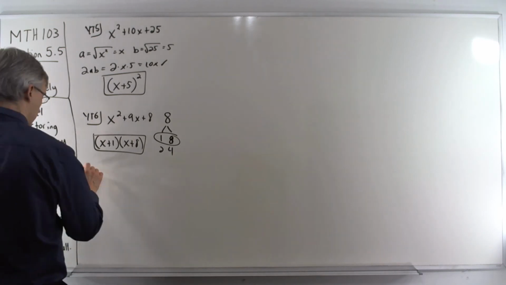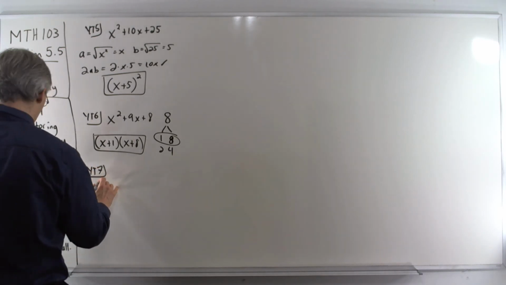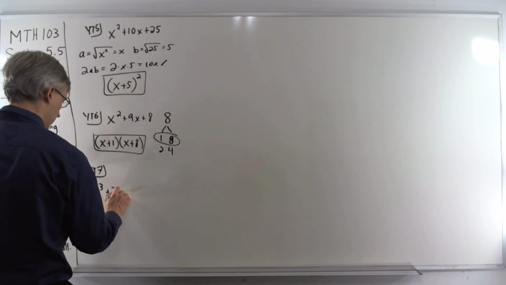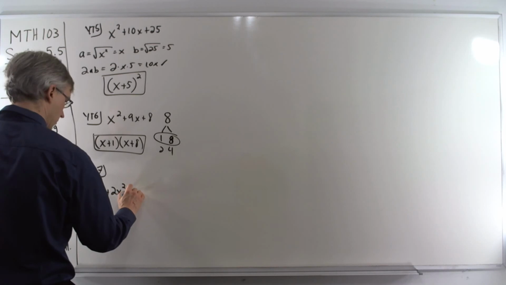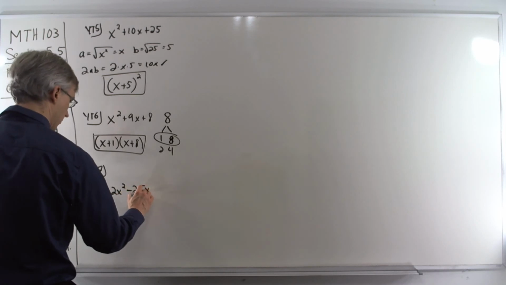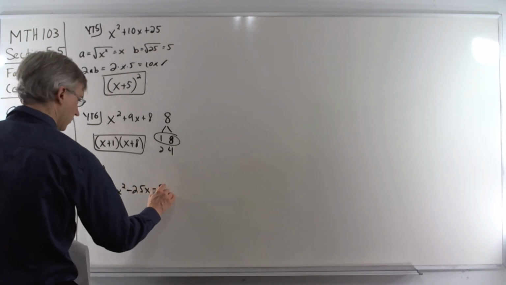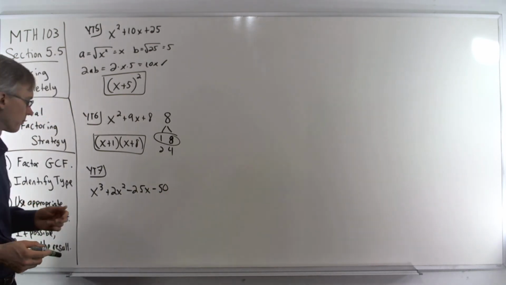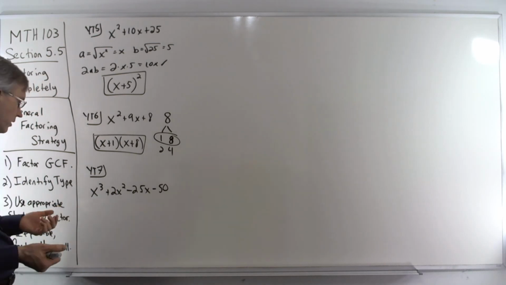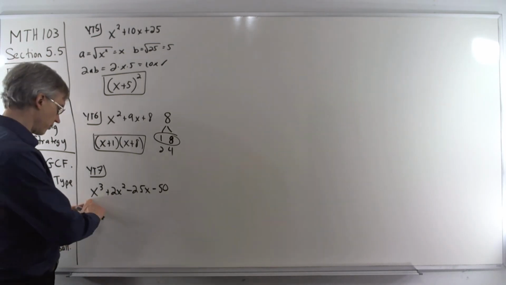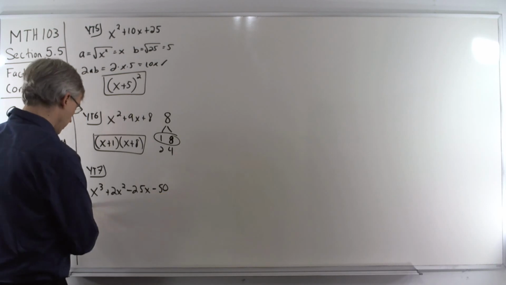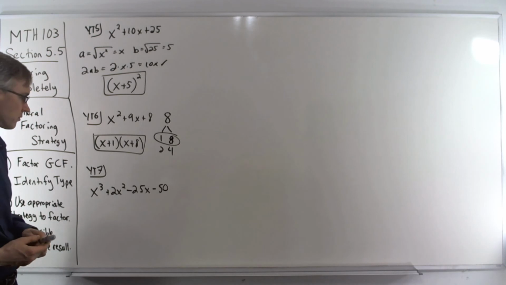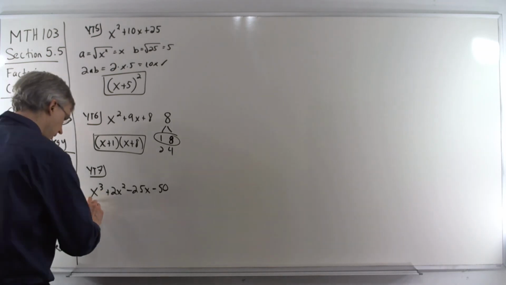Number 7. Got a 4-term polynomial, so this is going to be factoring by grouping. I'm going to look for a GCF, but we have no x's over here, no coefficients other than 1 over here, so nothing we can factor out. So we'll start with factoring by grouping.